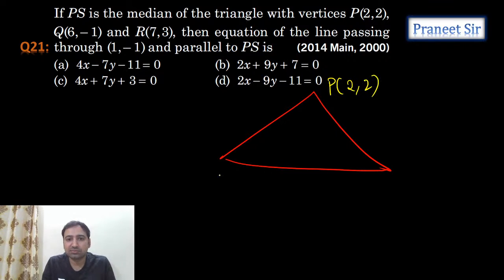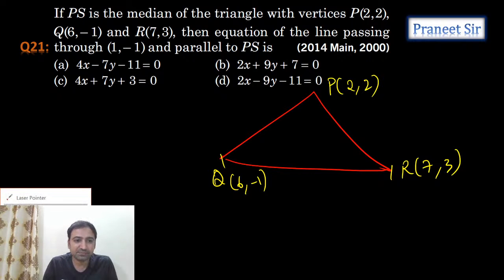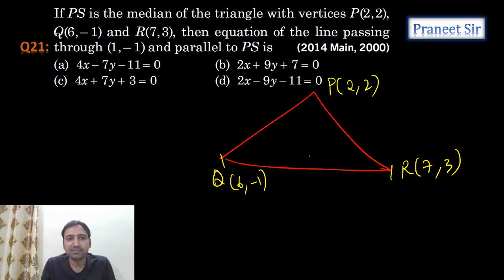P is (2, 2), Q is (6, -1) and R is (7, 3). Anyone got the answer, guys? So PS is the median of the triangle. So this is PS, the median of the triangle. Then the equation of the line passing through (1, 1) and parallel to PS.